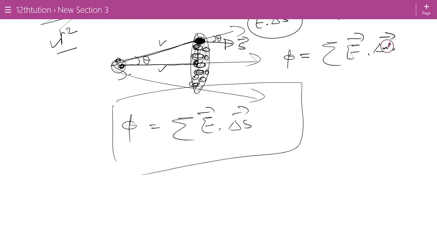That is also one of the important formulas of the flux. This flux tells you how many field lines are going through the surface.